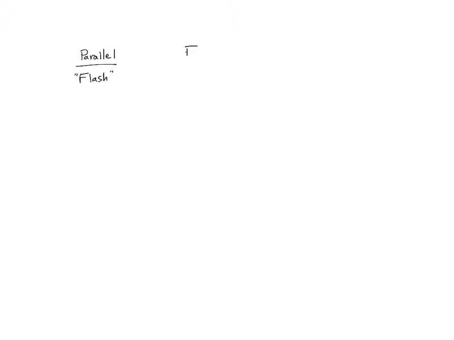Another type is the feedback A to Ds, which includes the type that you're going to build in the lab. This is a successive approximation register, and also tracking A to Ds and things like that, which you won't be building, but this is the one that you will be building in the lab. And then there's integrating A to Ds. And one kind that we'll actually talk about is the dual slope A to D, which you could build, but you won't be doing that.